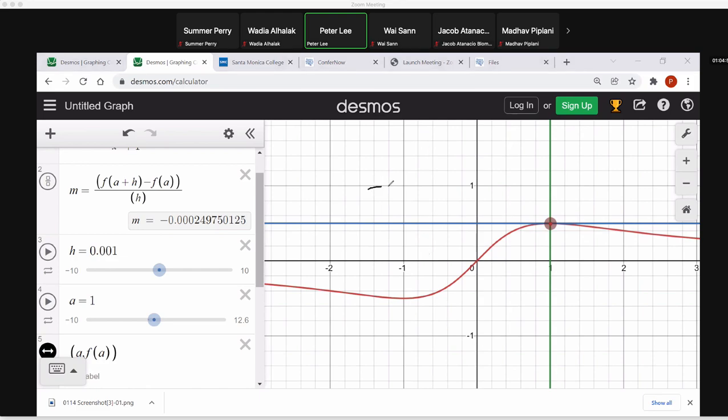The y+1 would be over here. This line would be y+1, because 1 is right here.